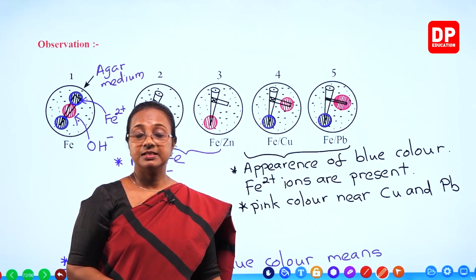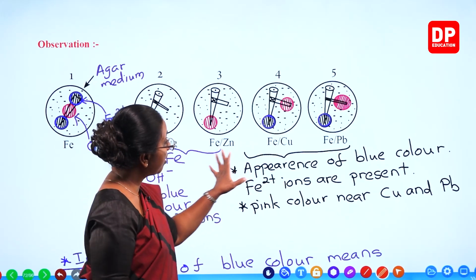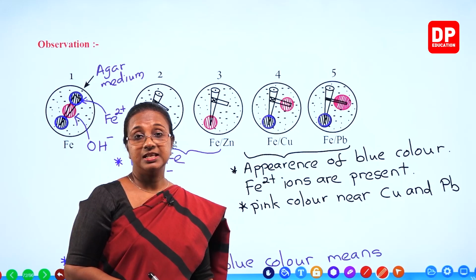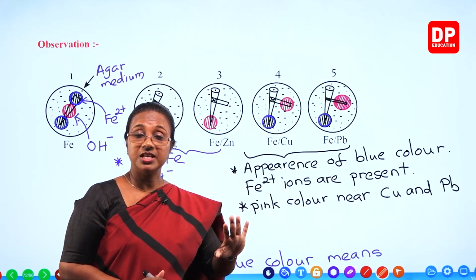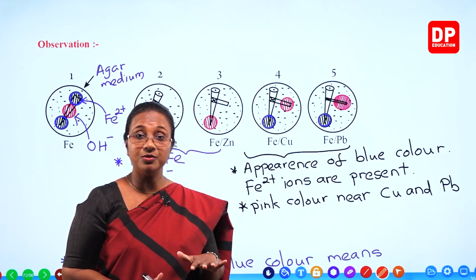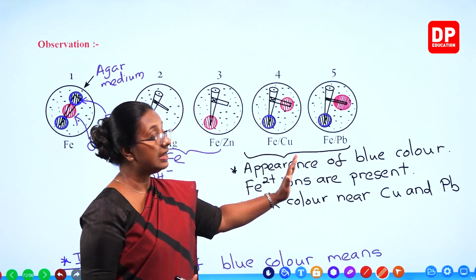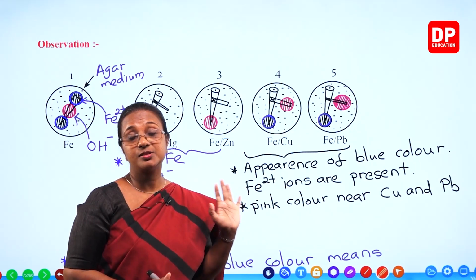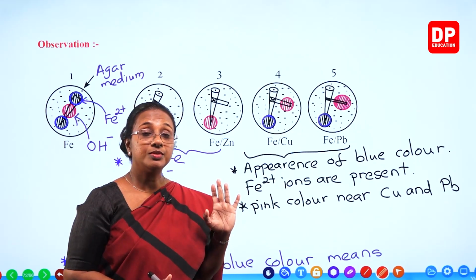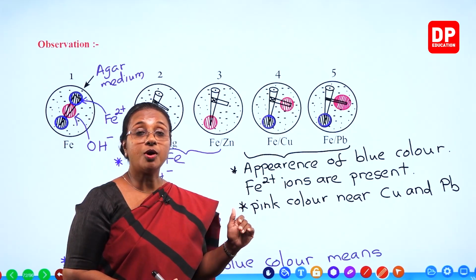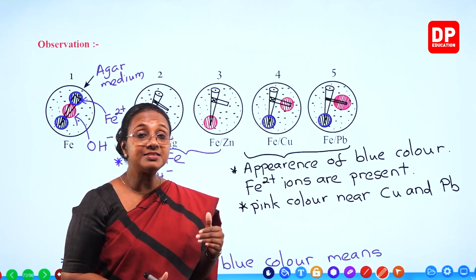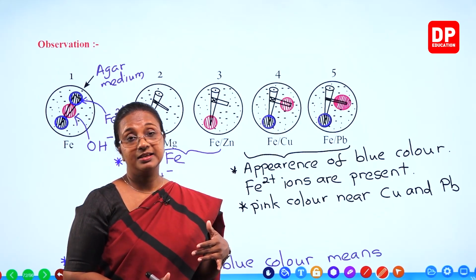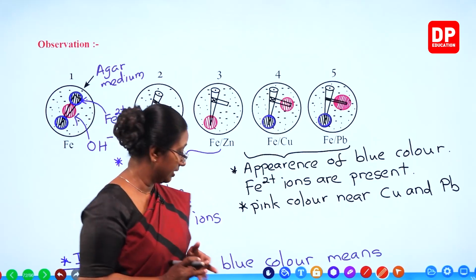So that is the observation. So from that, what can we understand? Iron undergoes oxidation, so iron acts as the anode. Both copper and lead, they don't oxidize, but reduction takes place near them. So that is because both copper and lead are less reactive than iron. That is what you need to remember here.